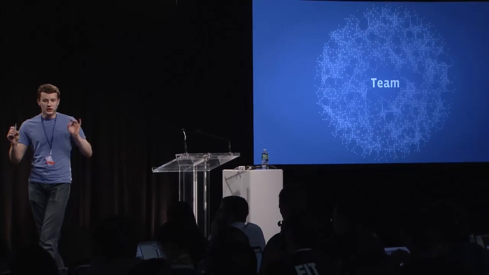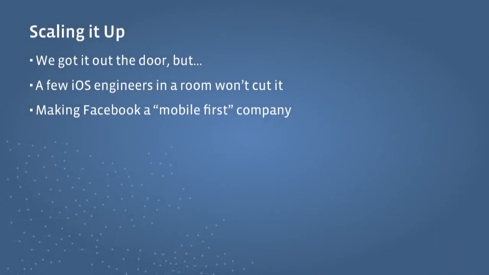So at this point, we had done what we had set out to do. We had relaunched the app in native code. We had achieved the performance goals. Now we needed to make it work forever, right? Because we'd been down this road before. We'd had a native app before. How are we going to make it work so that we can keep developing it and keep it up to date? Because we realized soon that a few iOS engineers in a room isn't going to cut it.